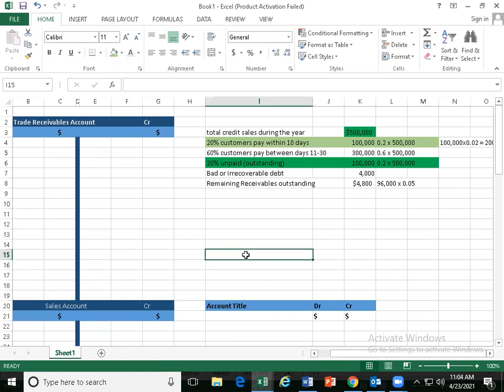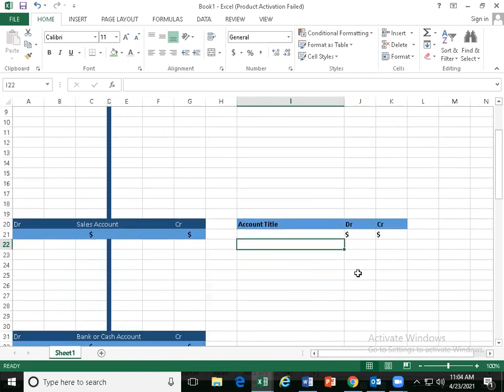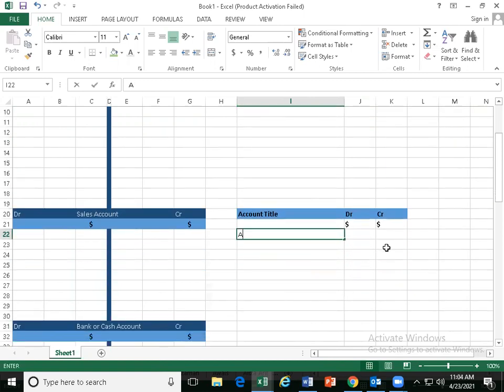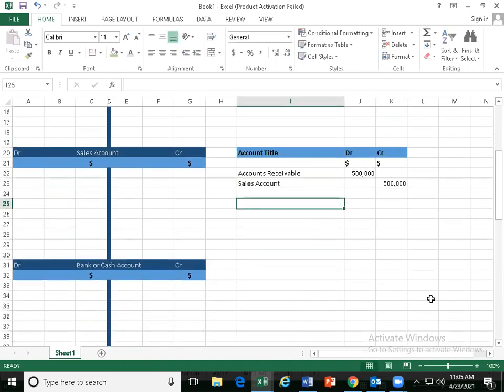Okay. So once these numbers are done, now let's do the journal entries based upon a chronological sequence. Chronological sequence means based upon the sequence of events taking place. So first of all, the business is making the credit sales. So we debit accounts receivable or trade receivables, whatever you call them. Trade receivables debit 500,000 and sales account credit by 500,000. Okay, first transaction done.